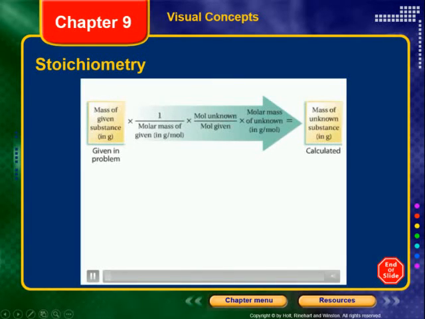Four pieces of information are needed to solve a mass-mass problem. The mass of the given substance, the molar mass of the given substance, the mole ratio of the 2 substances, and the molar mass of the unknown substance. For example, how many grams of tin 2 fluoride can be produced by the reaction of tin and 30.00 grams of hydrogen fluoride? First, convert the mass of hydrogen fluoride to moles, using the molar mass calculated from the periodic table.